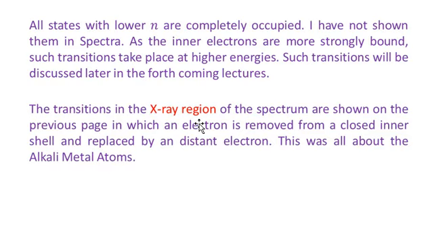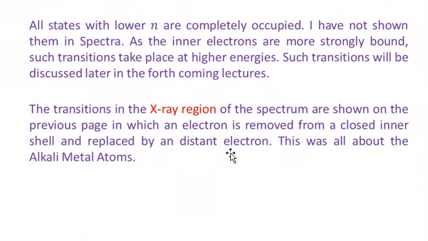The transitions in the X-ray region of the spectrum are shown on the previous page, in which an electron is removed from a closed inner shell and replaced by a distant electron. So if you remove an inner electron by providing some energy, or you ionize such an inner electron, then what will happen? An outer electron in the outer shells will come to fill the vacancy of the inner electron, and will of course emit some soft X-rays. This was all about the alkali metal atoms.